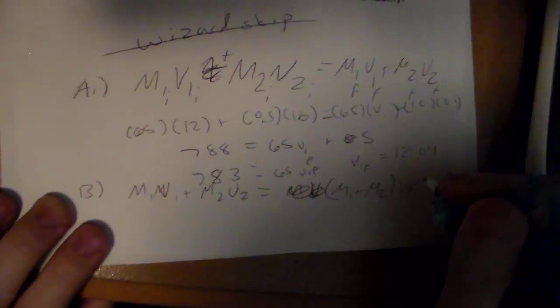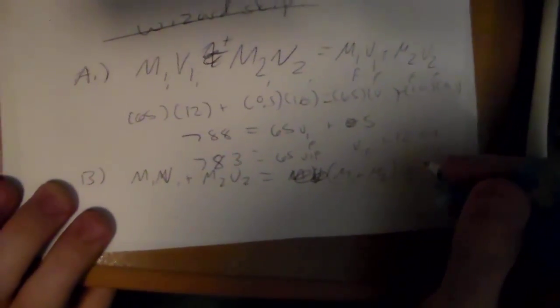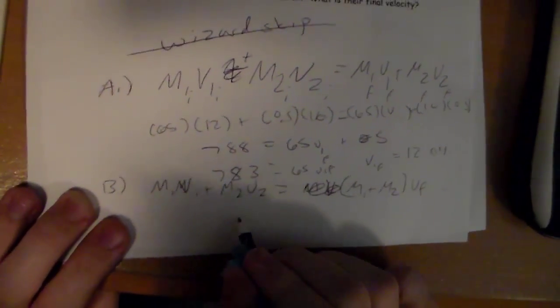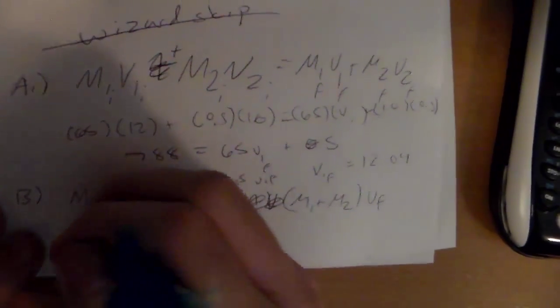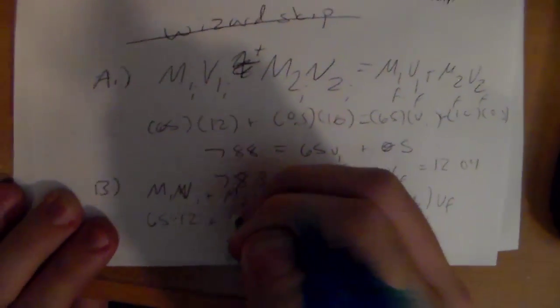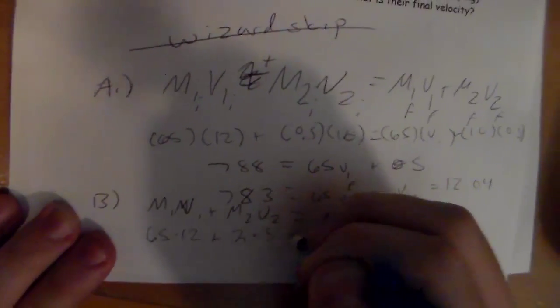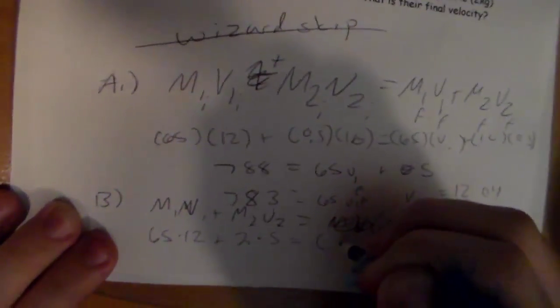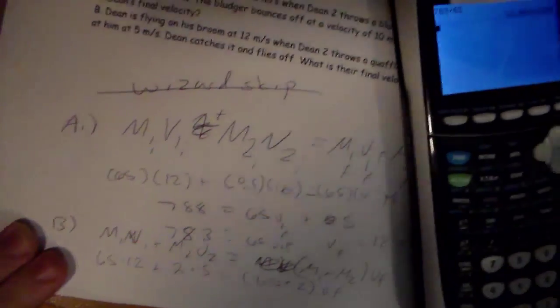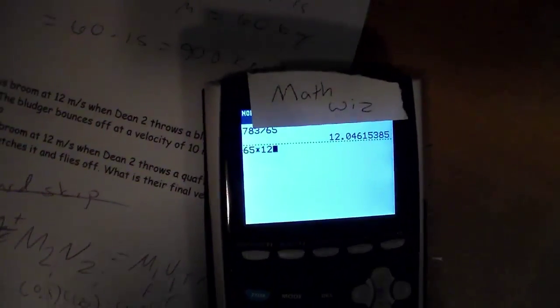Part B deals with inelastic collisions because Dean catches the quaffle. The equation that we're going to use is mass 1 times the initial velocity of the first object plus mass 2 times the initial velocity of the second object equals mass 1 plus mass 2 times their final velocity. The first mass that we're going to use is Dean's mass, 65 kilograms, times his velocity, 12 meters per second, plus the 2 kilogram mass of the quaffle times its velocity, 5 meters per second, equals their combined mass times their final velocity, which is what we're trying to find.